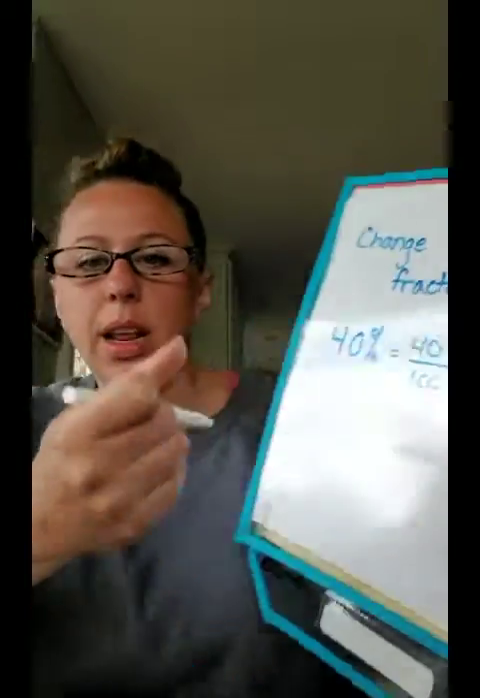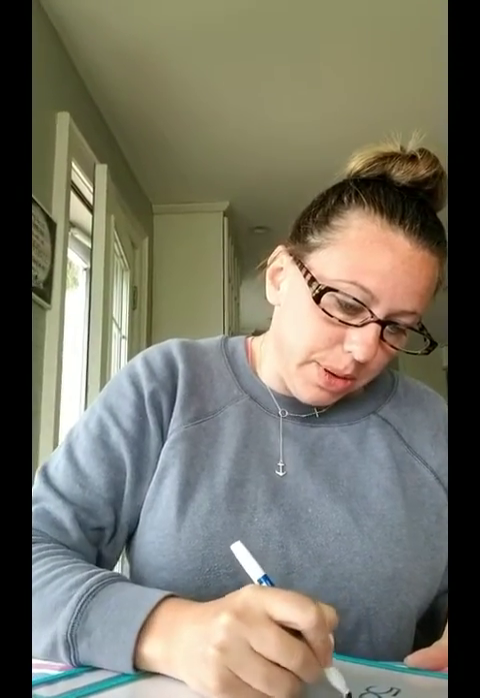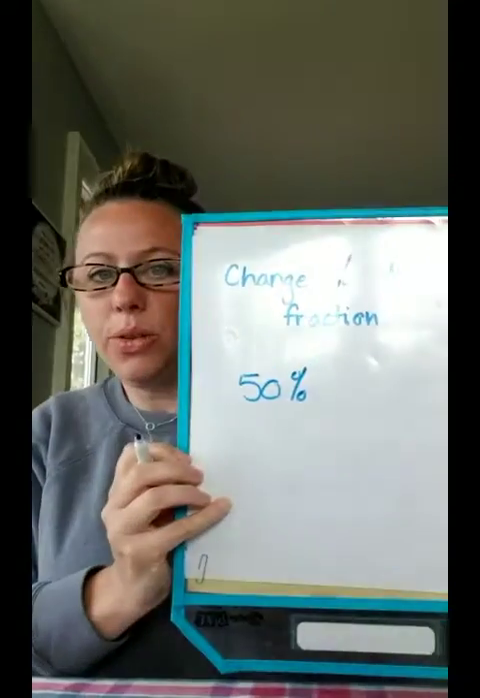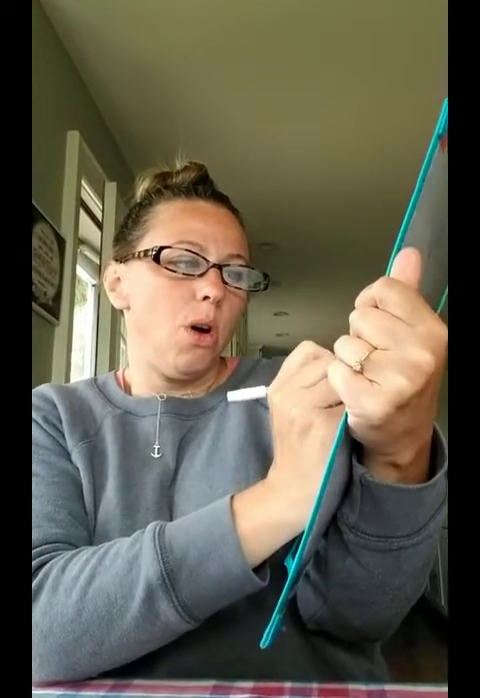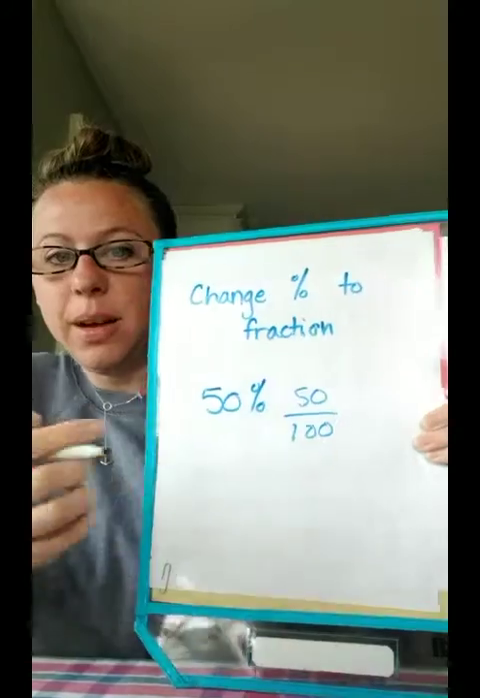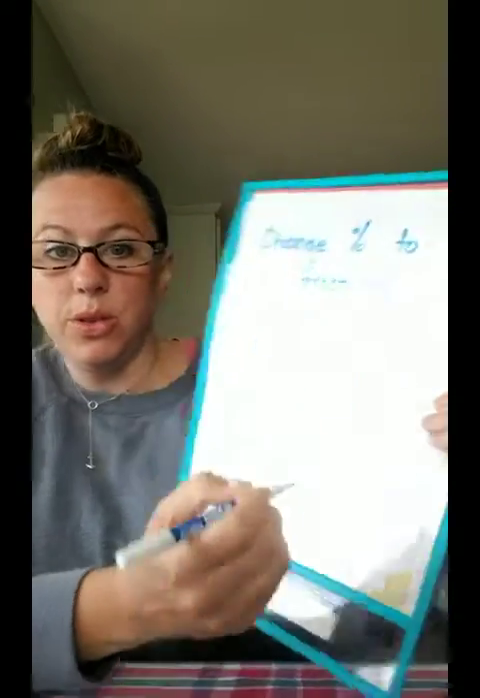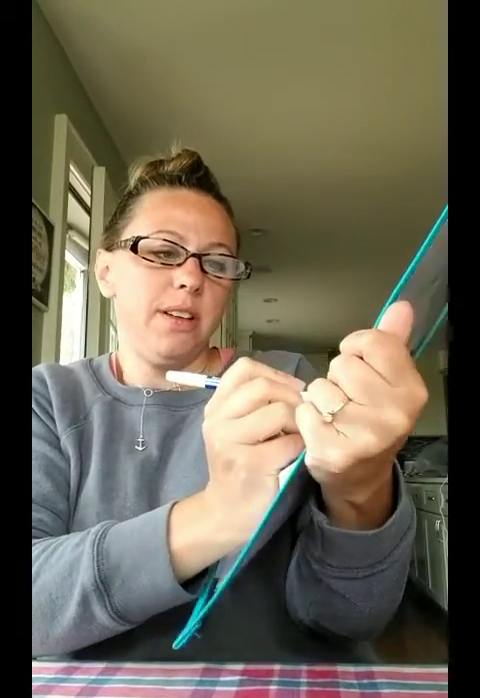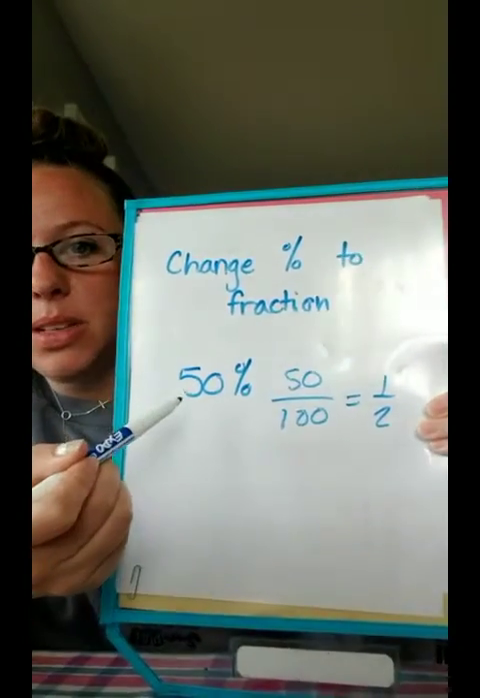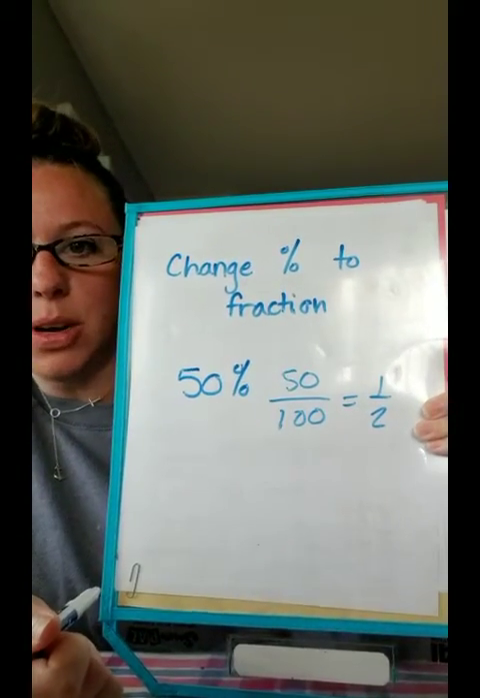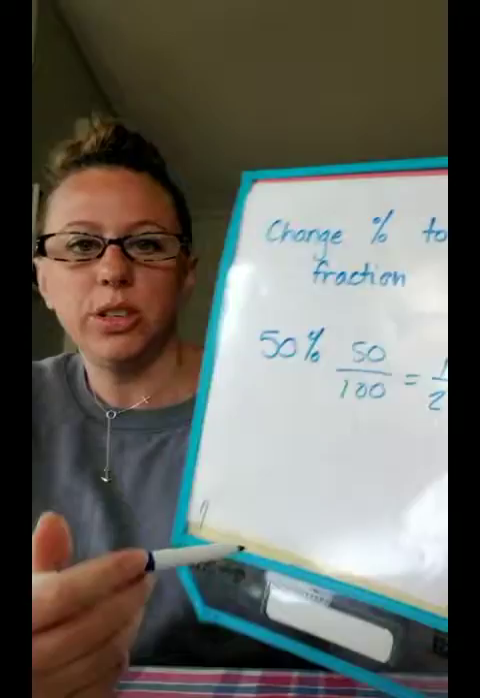You're going to take the percent and put it over 100. And I'm going to show you how quick you can do that. So if you want to change 50% into a fraction, you're just going to put 50 over 100. 50 over 100 you can reduce to 1/2. And that makes sense because 50% is half of 100%. That's all you're going to do to change a percent into a fraction.